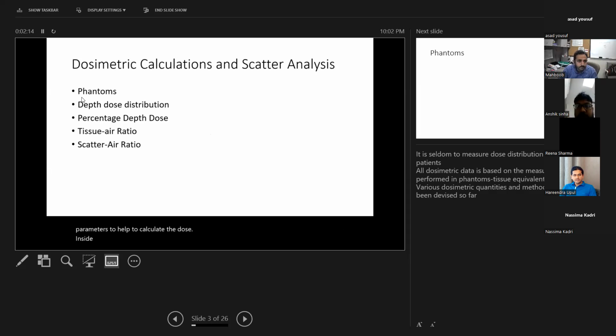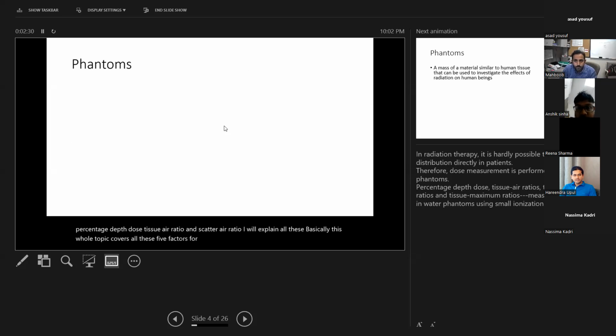So these factors are phantoms, depth dose distribution, the idea of percentage depth dose, tissue air ratio, and scatter air ratio. I will explain all these. Basically, this whole topic covers all these five factors for the dose calculation.